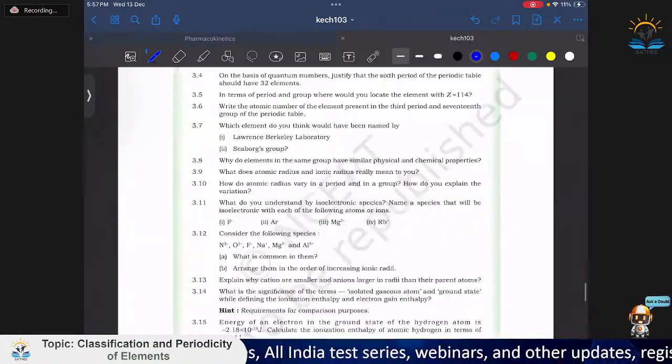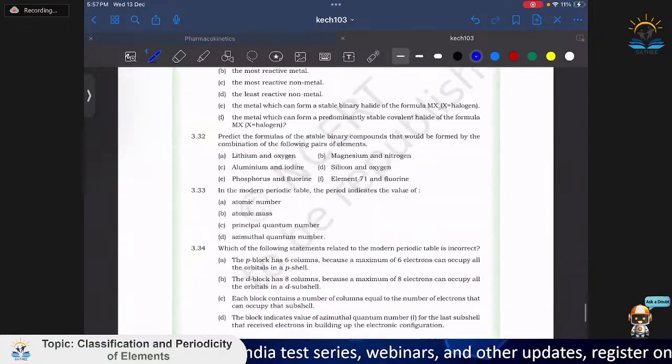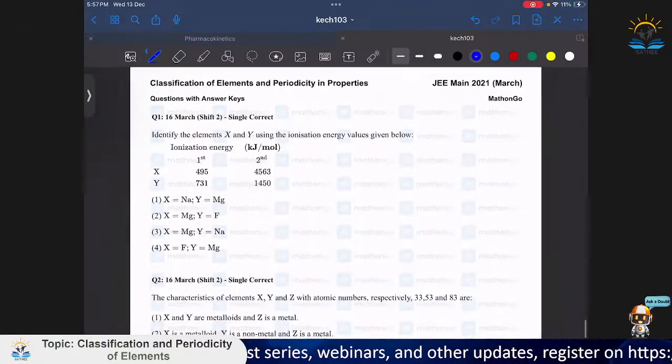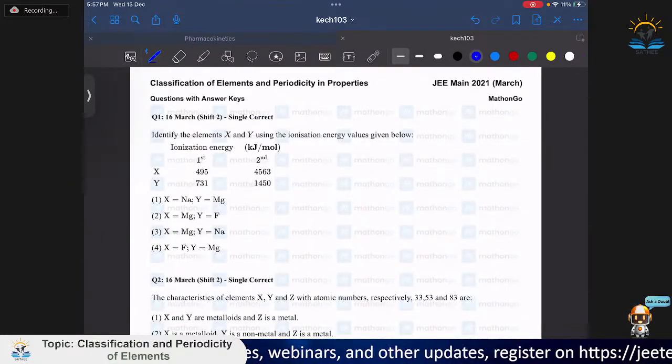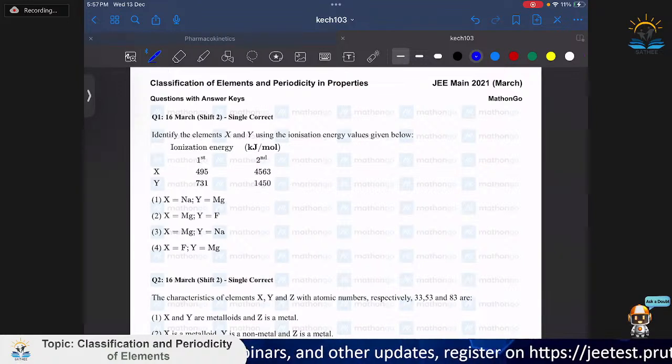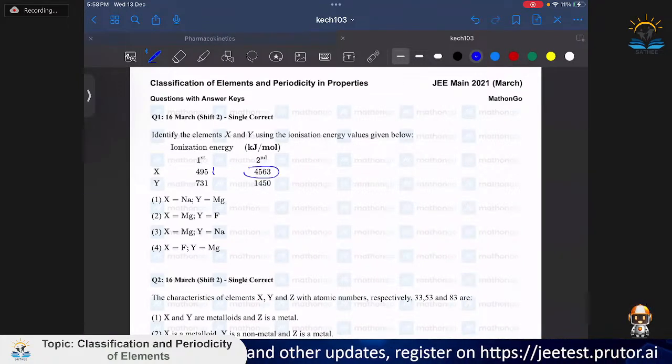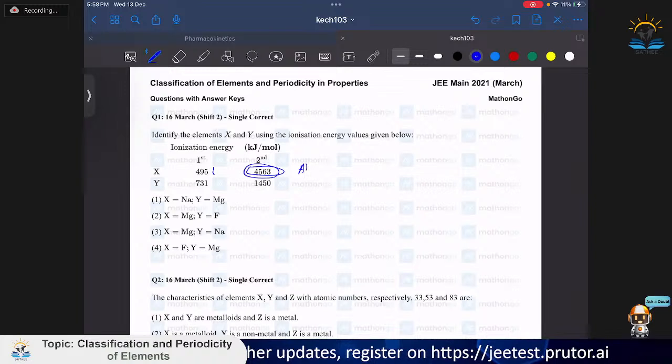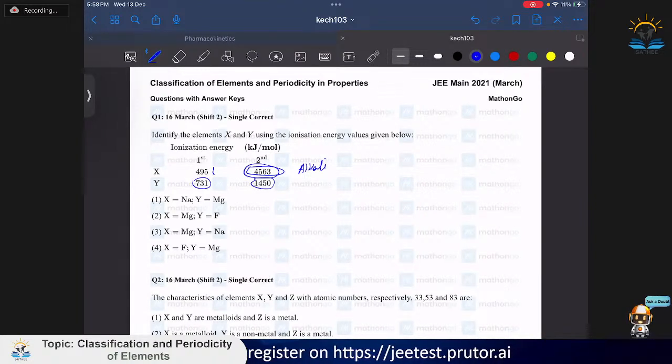Moving on to some previous year questions. Identify elements X and Y using ionization energies. For the first element, the first ionization energy is low, and the second one is drastically high. So it should be an alkali metal. For the second one, the first and second are comparable. So it can be an alkaline earth metal. So here, do we find something? Yeah, X is sodium, Y is magnesium.